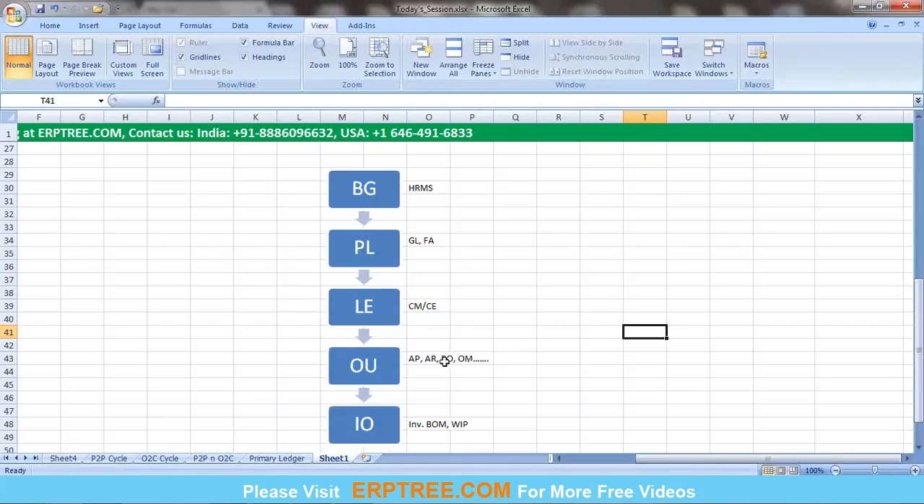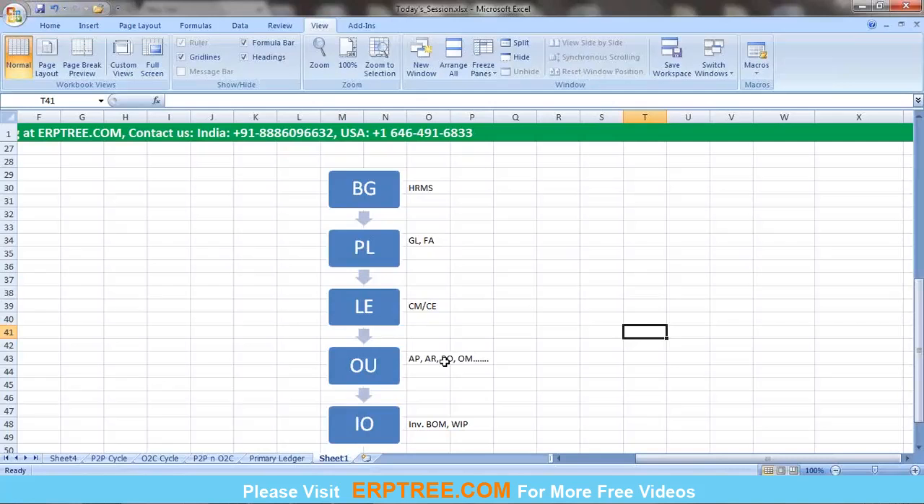General ledger. So which data are we transferring to the general ledger? OU specific data. Say you are using AP. AP will be maintained at OU level. That means when you are recording the transaction in accounts payables, you have to represent a specific OU.